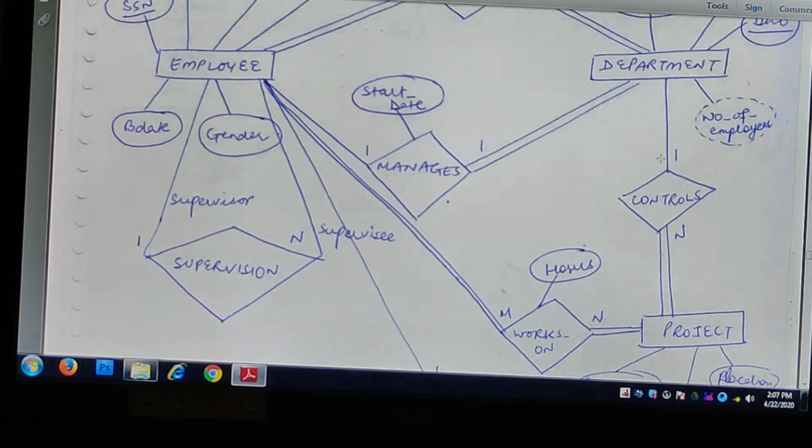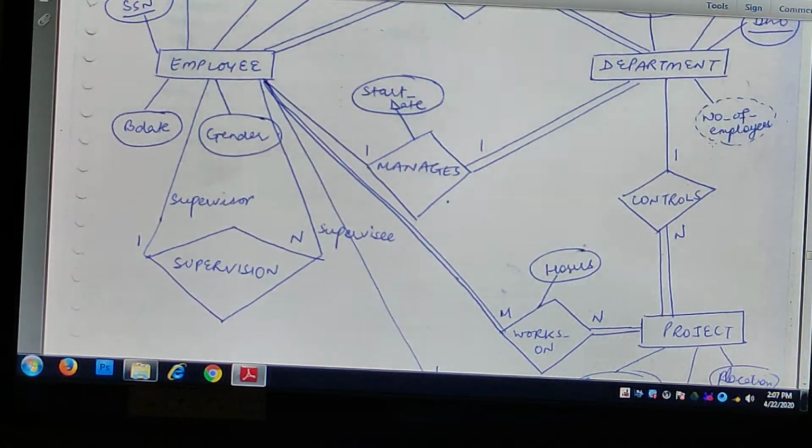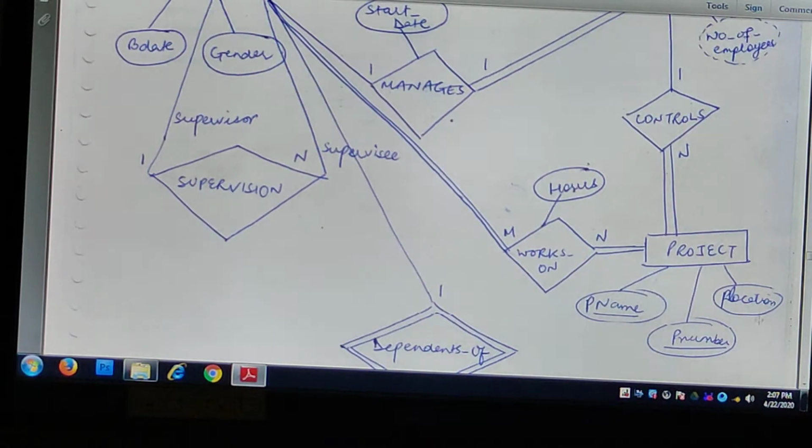Then we have department, 1 to N, to project. It means one department has multiple projects. This is total participation. It means every project will be under one of the departments, right? And here it is not total participation because it is not mandatory that every department has a project. So a department can have a project or not. Then we have P name, P number and P location. By mistake I have drawn it as a primary key. P number is the primary key for the project entity type.